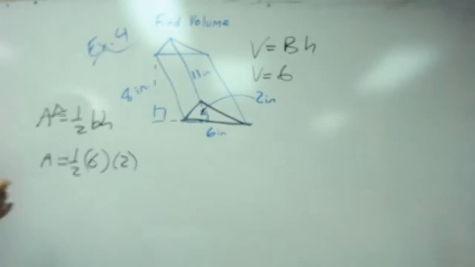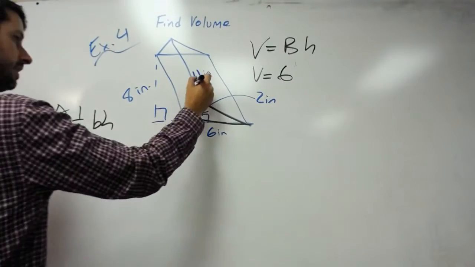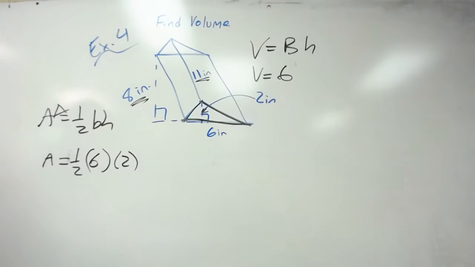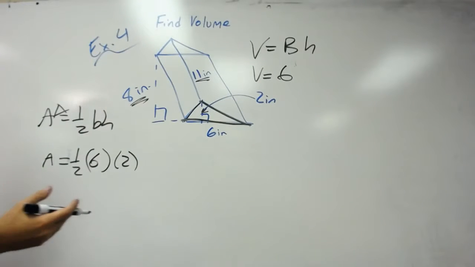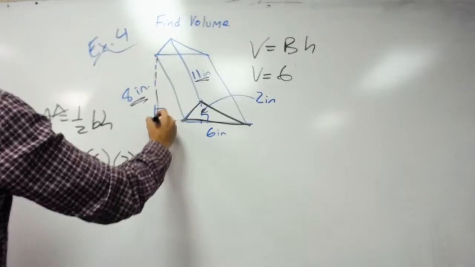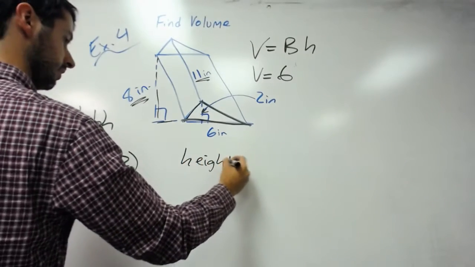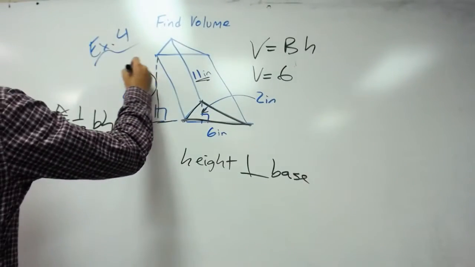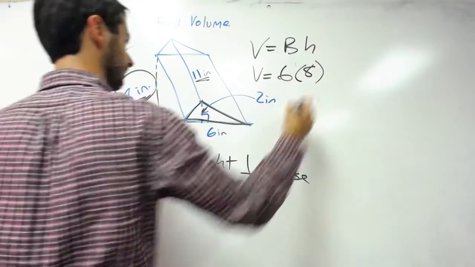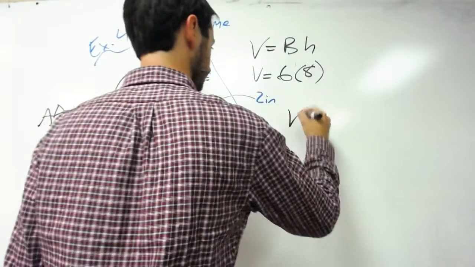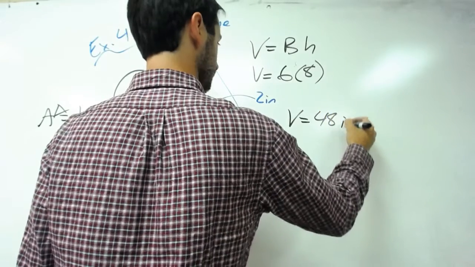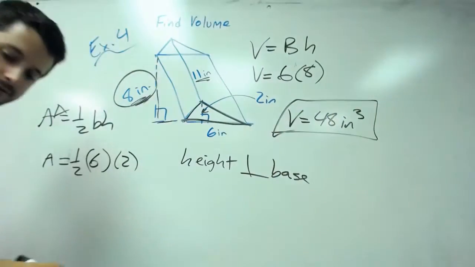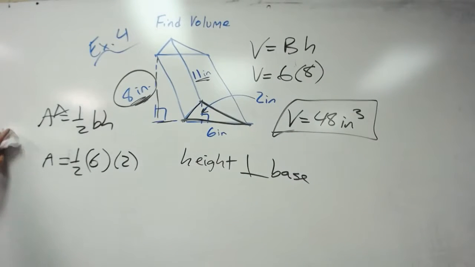Now the question is, which one is the height? Is it the 11 or is it the 8? Hopefully you remember that your height is always perpendicular to the base. So therefore 8 would be our height. And then we solve 6 times 8, volume equals 48 inches cubed. And so those are a few different formulas. It'll take practice to memorize those and whatnot. But that is how you solve for lateral area, surface area, and volume in prisms.